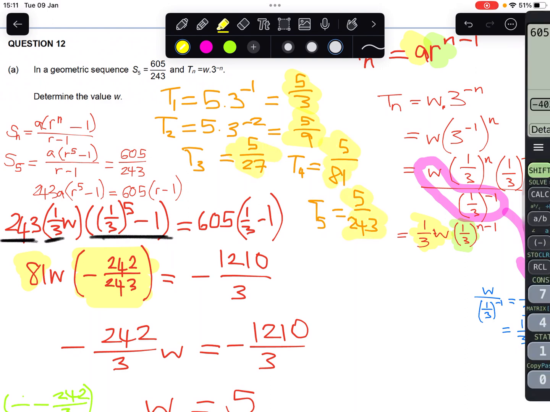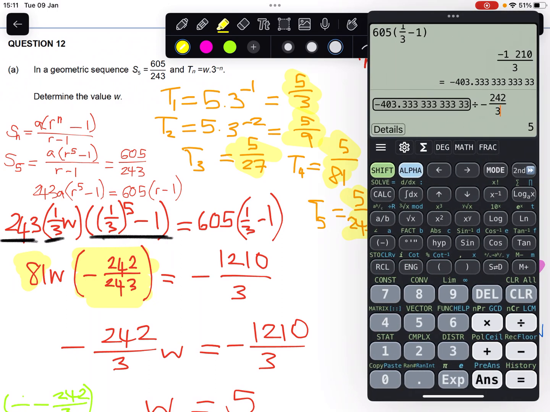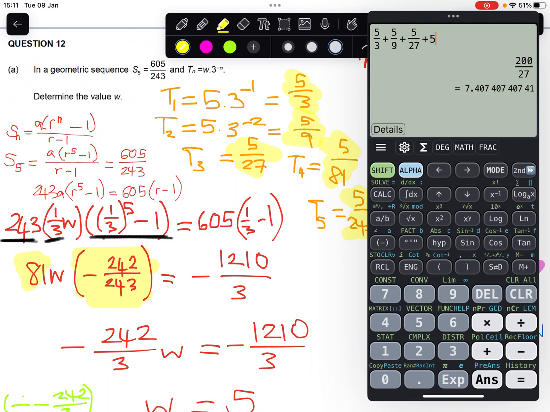So let's get Mr. Calcs out. Okay, so 5 over 3 plus 5 over 9 plus 5 over 27 plus 5 over 81 plus 5 over 243. That does give us what we want, 605 divided by 243. So the answer is 5. W is 5. The memo says 5 over 3, which is not right, I'm sorry to say. Right, let's actually test.